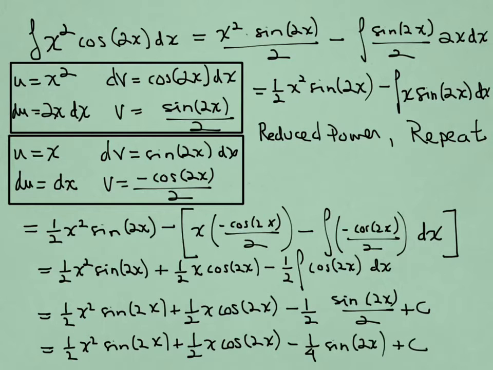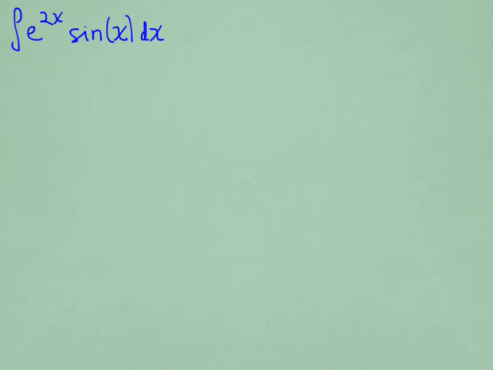So this is an example of using integration by parts repeatedly in order to reduce a degree of a power of x. In the next example here, we'll use integration by parts repeatedly, but the spirit will be a little bit different. The outcome will be a little bit different.